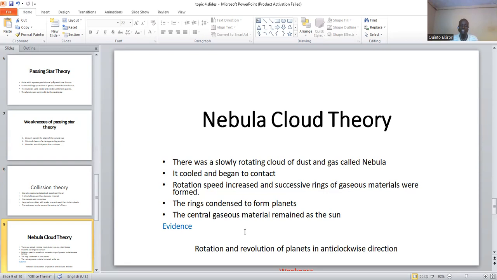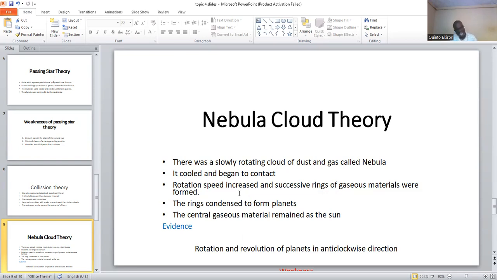It begins like this. There was a slow rotating cloud of dust and gas called nebula. It cooled and began to contract. Rotation speed increased and successive rings of gaseous materials were formed.